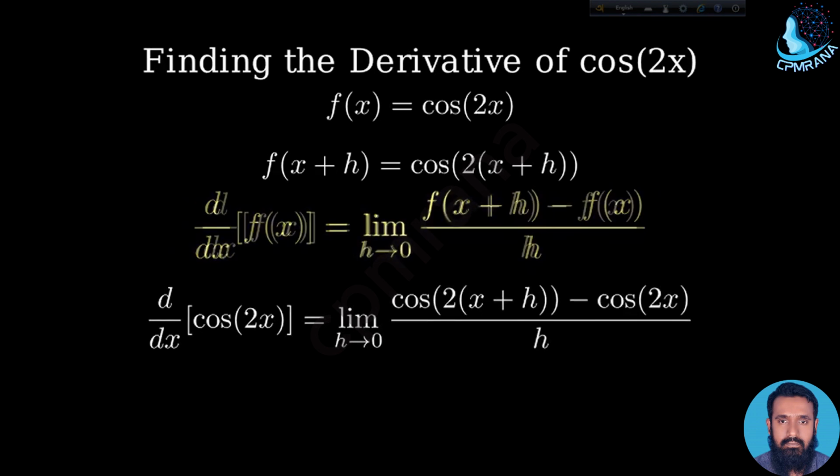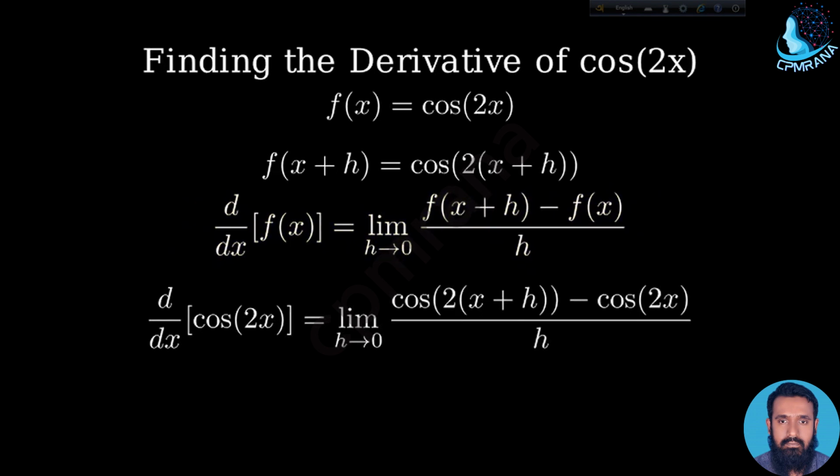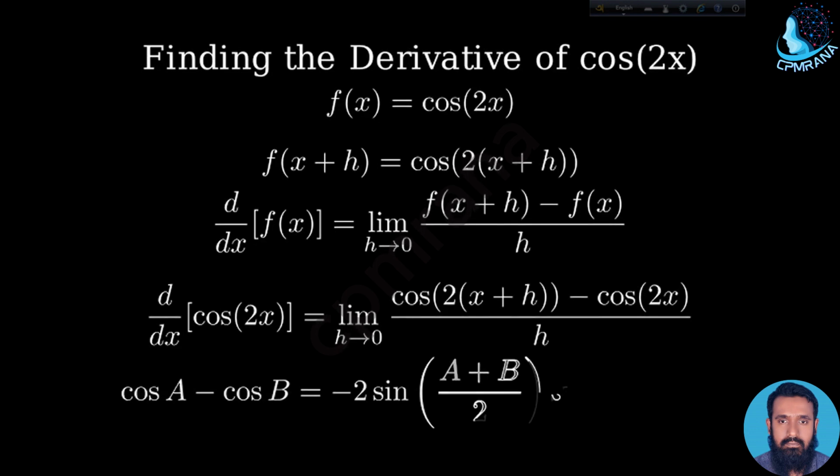The derivative is defined as the limit as h approaches 0 of f of x plus h minus f of x, all divided by h. Step 3. Now comes the clever part. We'll use the cosine difference identity.